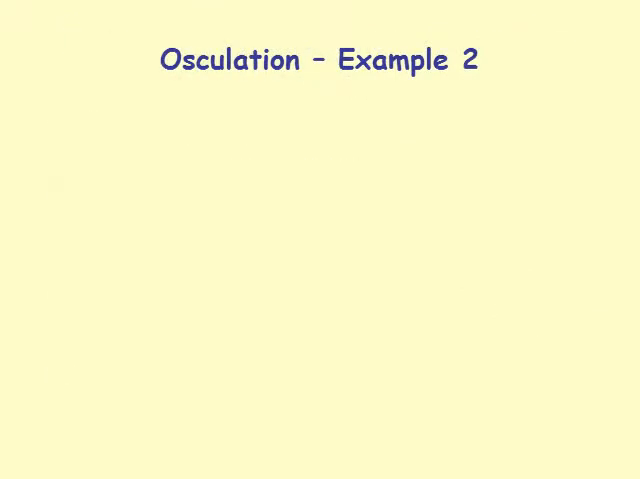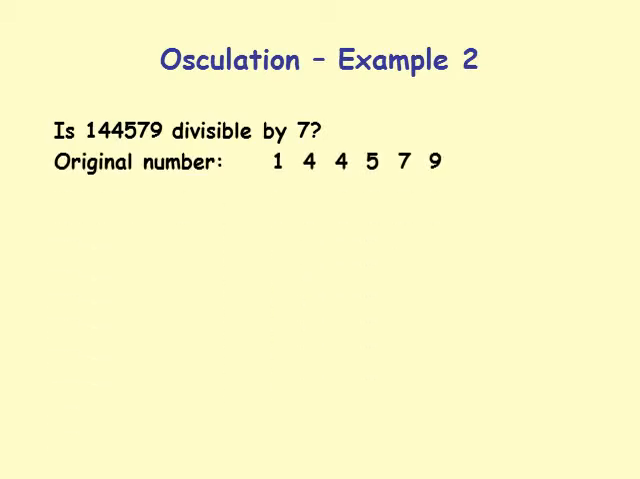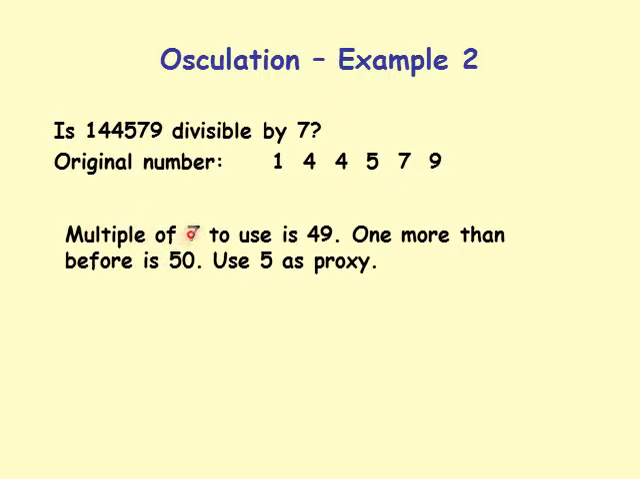Let's do another example. Is 144579 divisible by 7? The original number is 144579. We're going to find a multiple of 7 which ends in 9. That's 49. 49 is 7 times 7, and it ends in 9. One more than 49 is 50, so we'll use 5 as a proxy. The first osculation is 9 times the proxy 5 plus the number on the left, 7, which equals 52.